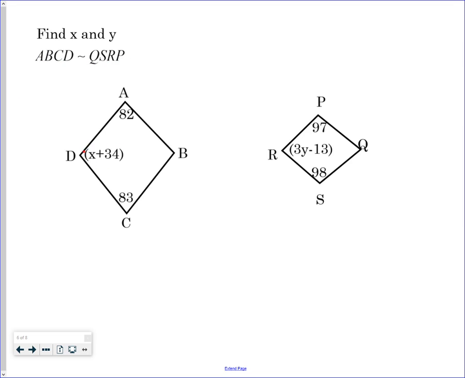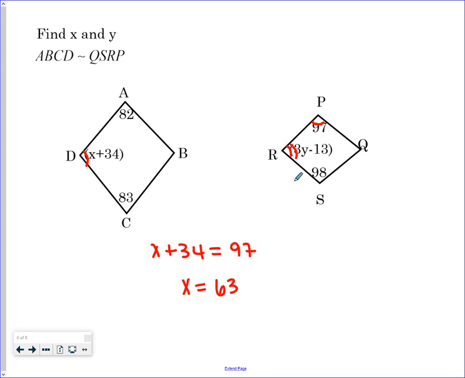So x is on angle D. What is angle D congruent to? It's the last letter, so P. Very good. So x plus 34 is the same as that 97. So go ahead and solve for x. Subtract the 34 and you get 63. Good.